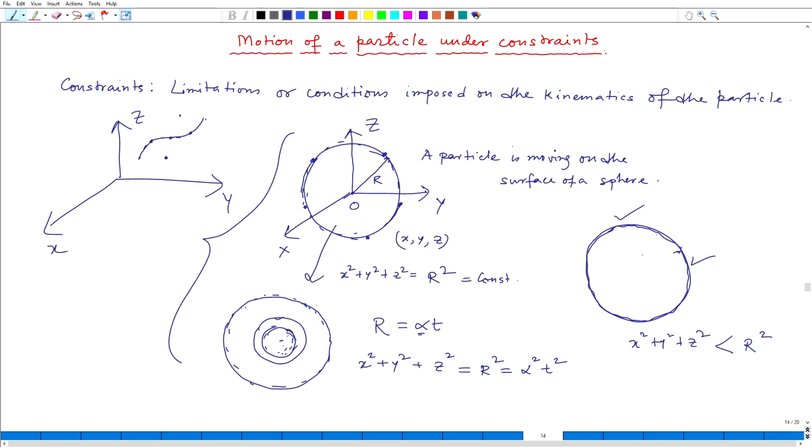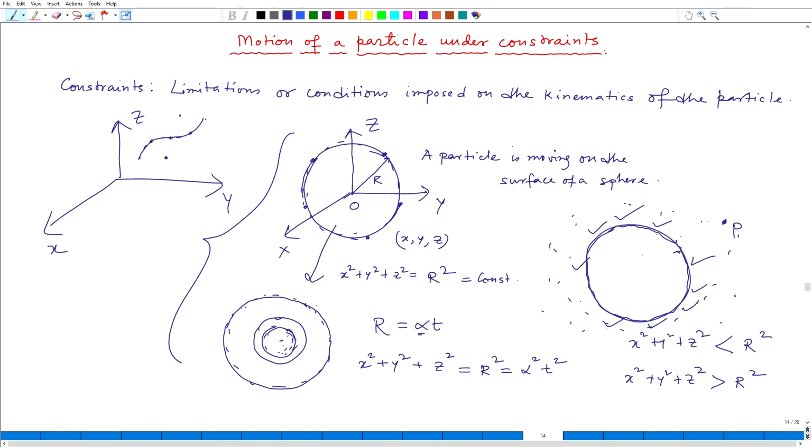I can do the other way around as well. I want a particle which should always be outside the sphere anywhere, but this particle should not touch the sphere. Let us say I have a particle P outside, and on this outer surface of the sphere I have made some glue type of material, and whenever the particle touches the sphere, it is stuck there, so it will be lost and will not continue its motion. That is why the constraint here will be x square plus y square plus z square strictly greater than r square, okay.